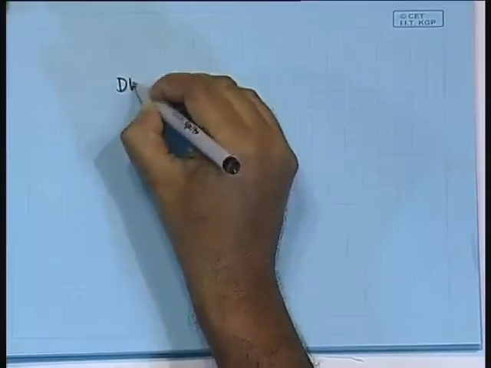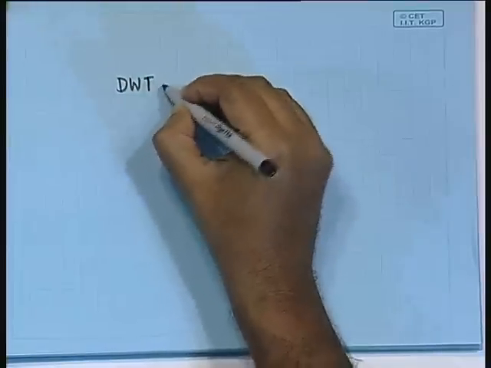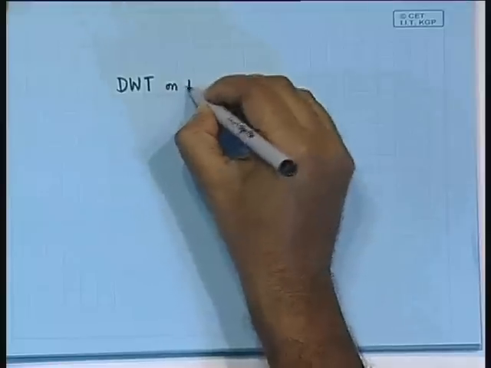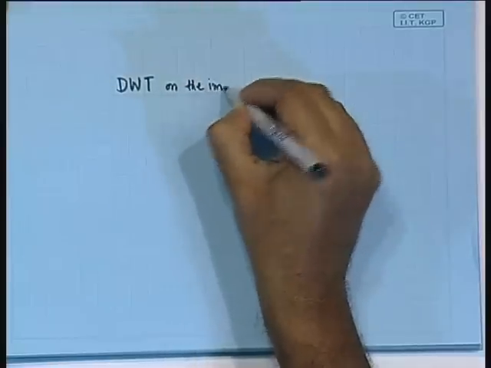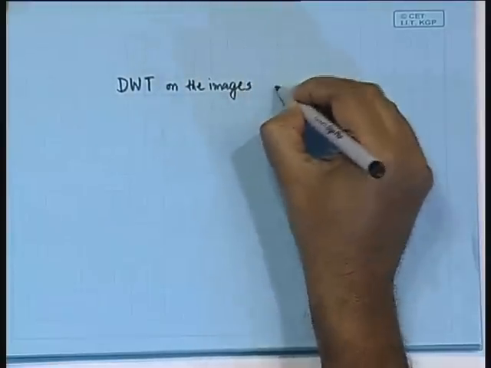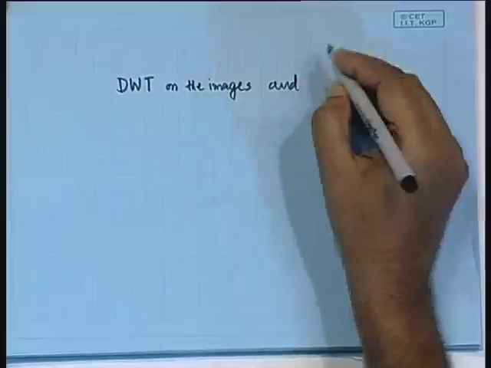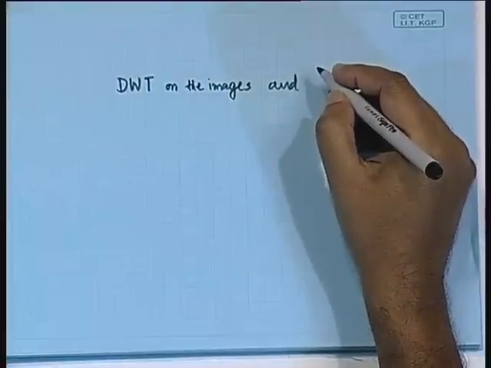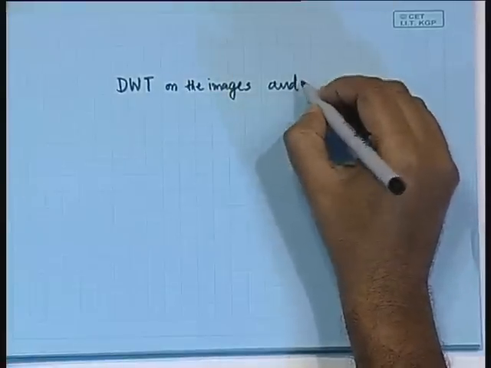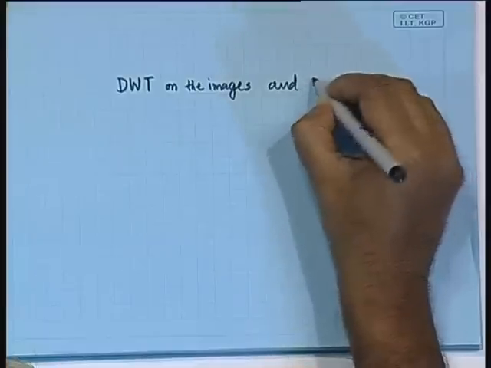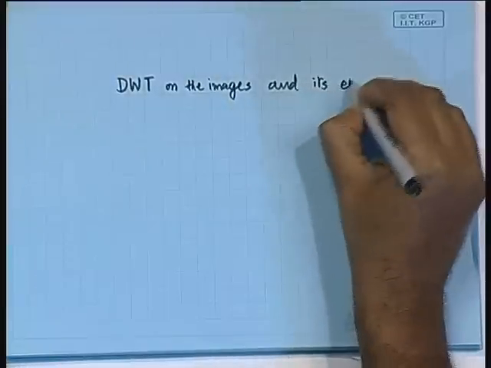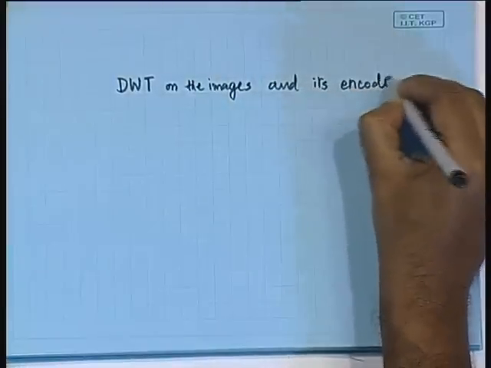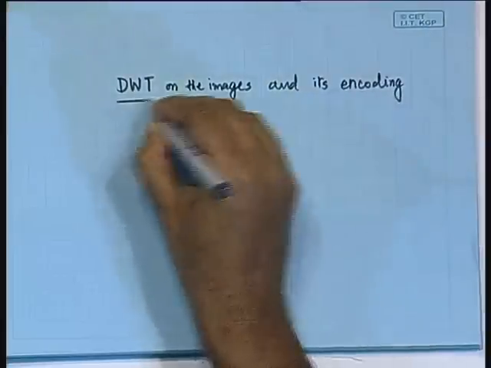Discuss about the discrete wavelet transform as applied on the images. So, DWT as applied on the images, and also the way we are going to encode the DWT coefficients. So, DWT on the images and its encoding.